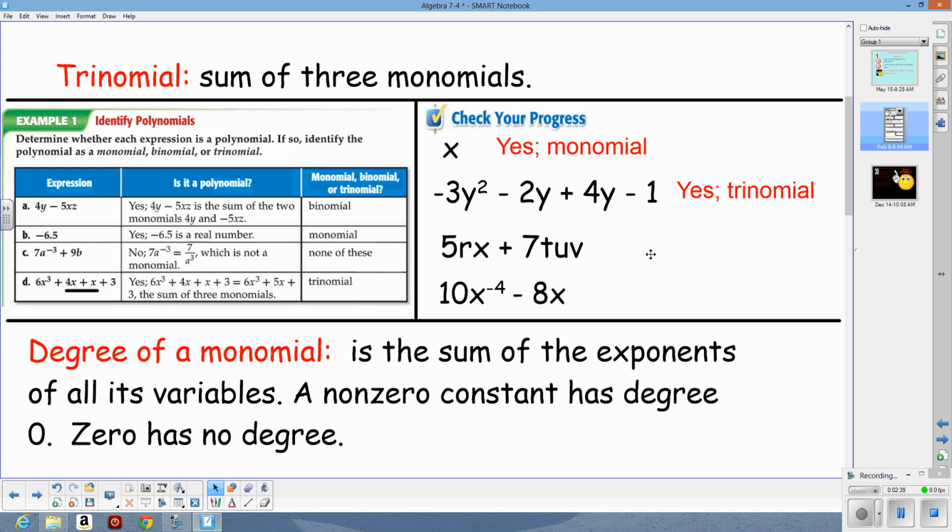This one right here is also a polynomial, and it's a binomial because it's made up of two monomials. In this last example, if you were to simplify this, the x to the negative fourth would go down into the denominator, and you cannot have variables in the denominator, so it is not a polynomial.